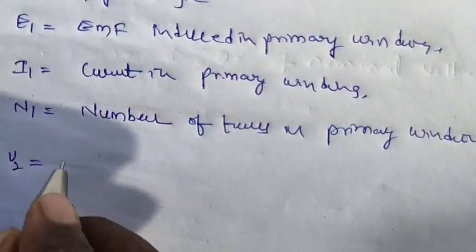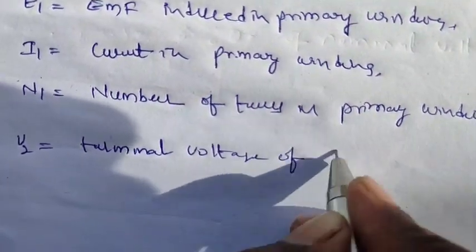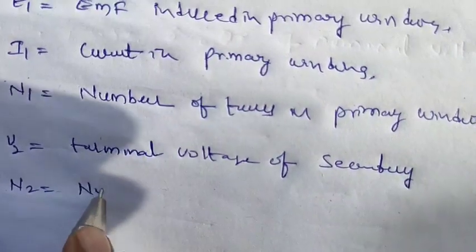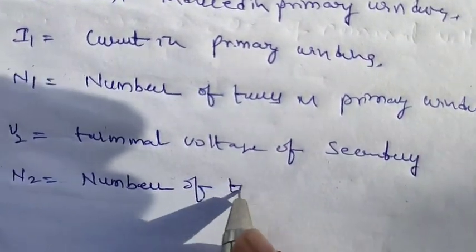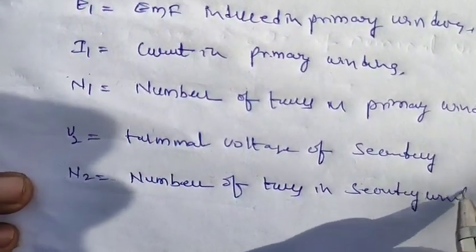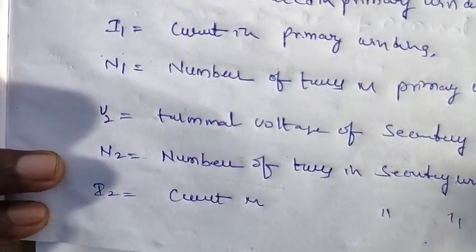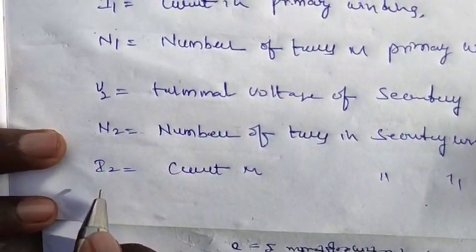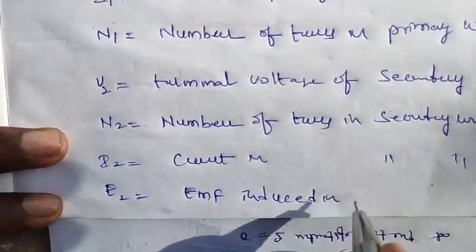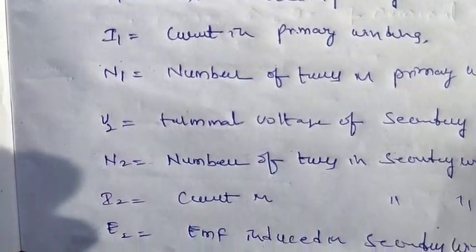In a similar way, V2 is the terminal voltage of secondary winding, N2 is the number of turns in secondary winding, I2 is the current in secondary winding, E2 is the EMF induced in secondary winding.